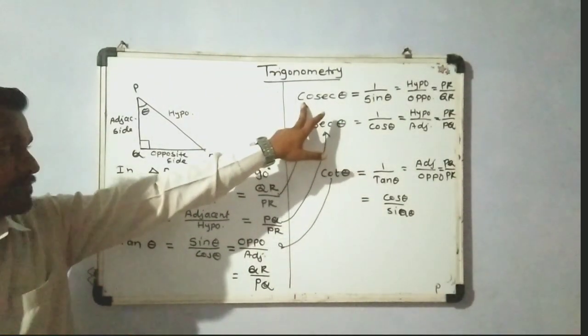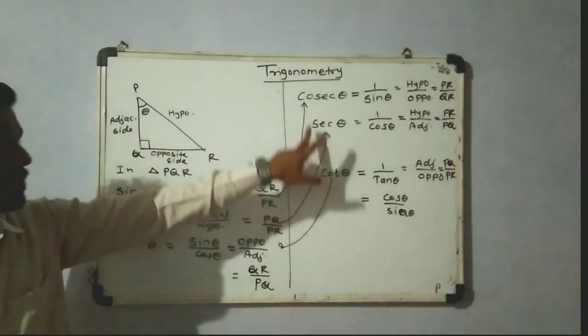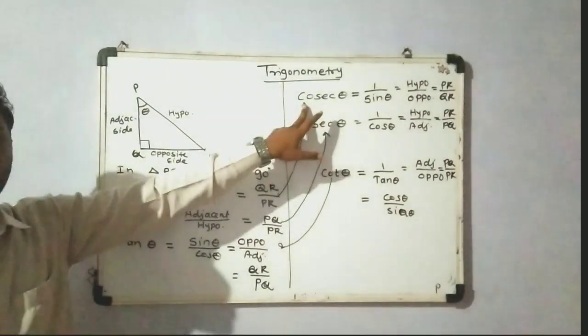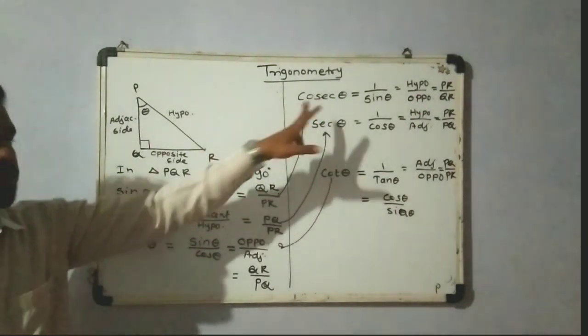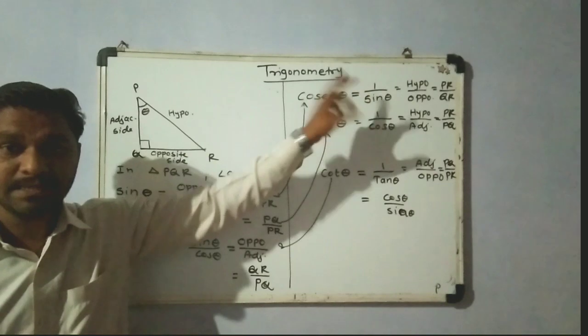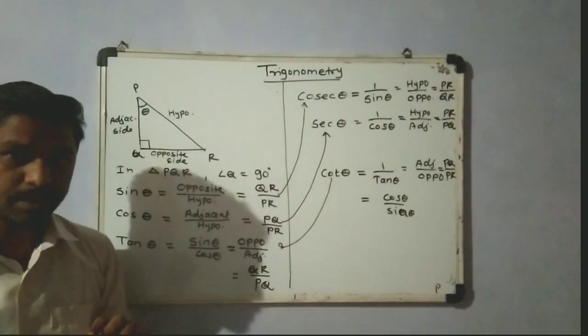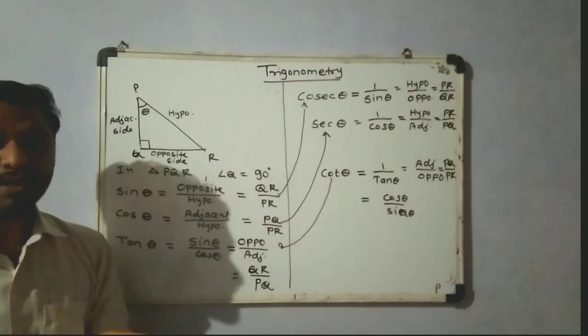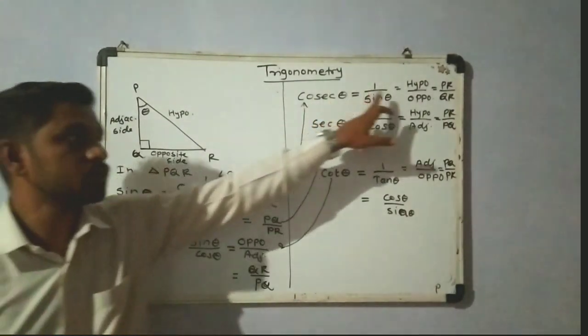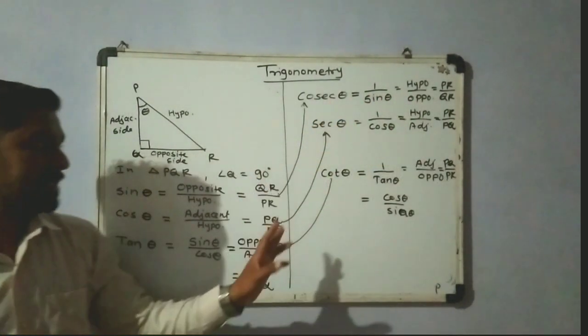Don't forget this sequence: cosec, sec, and cot. Cosec is related to sine. Cosec is nothing but the reciprocal of sine. Sine is opposite upon hypotenuse, so its reciprocal becomes hypotenuse upon opposite. So cosec is equal to hypotenuse upon opposite.